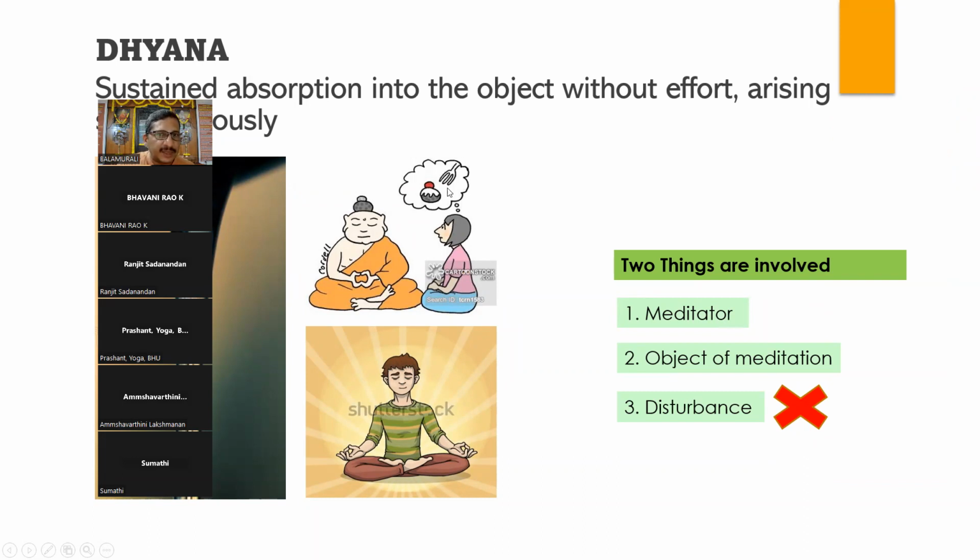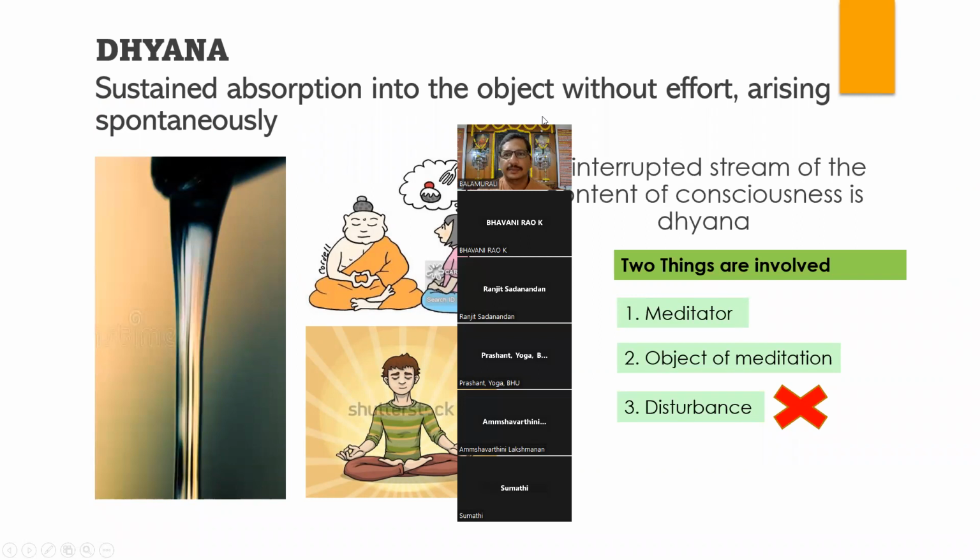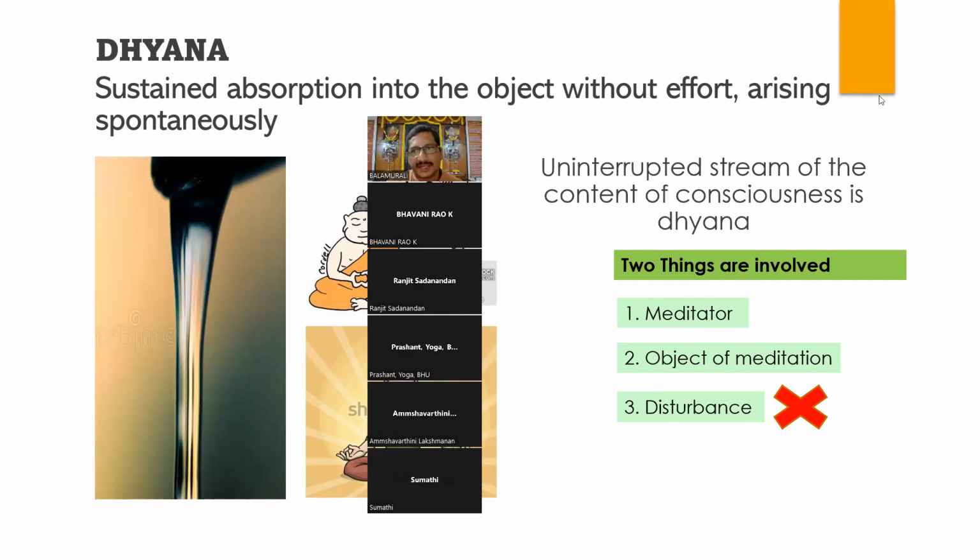See the next photo. In the first photo you have disturbance. In the second picture, no disturbance. You are here, and the object of meditation. You are meditating on your God. The God object is there. You are there. Only two things are here. This is called Dhyana. An uninterrupted stream of flow of consciousness.